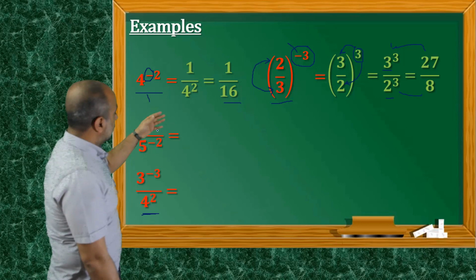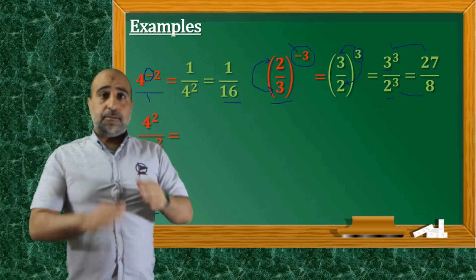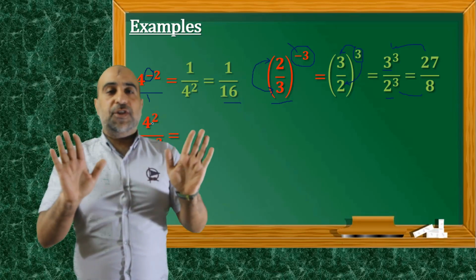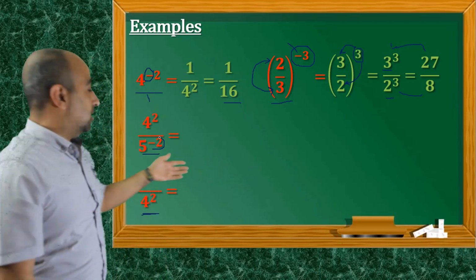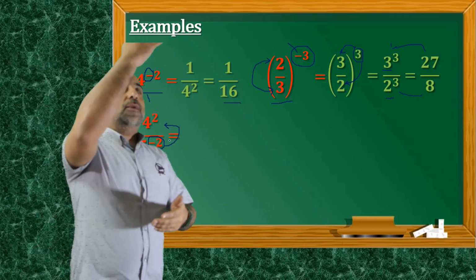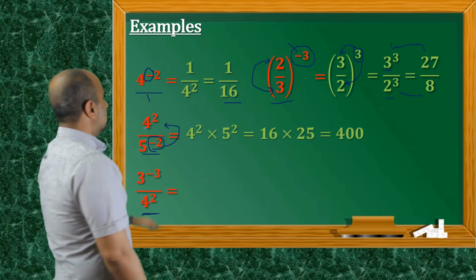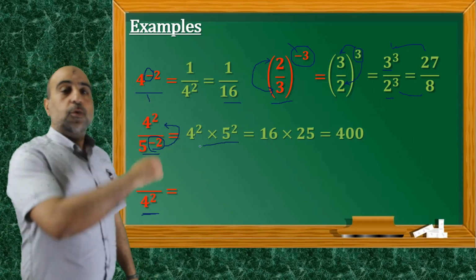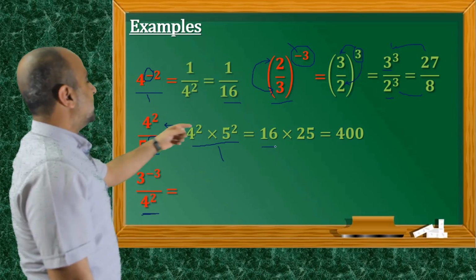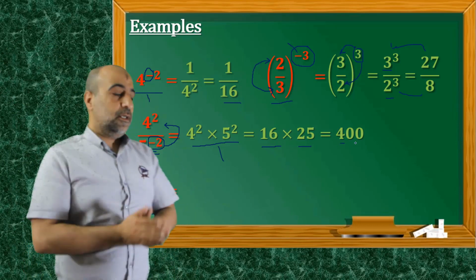The third example. 4 to the power of 2 over 5 to the power of negative 2. The numerator's power is positive, so it won't be changed. The only change will be in the denominator, which is 5 to the power of negative 2. It will go with the numerator. Then it will be 4 to the power of 2 multiplied by 5 to the power of 2, because the denominator becomes a numerator. Then it will be 16 multiplied by 25, which is equal to 400.